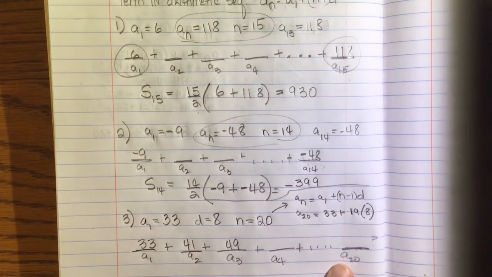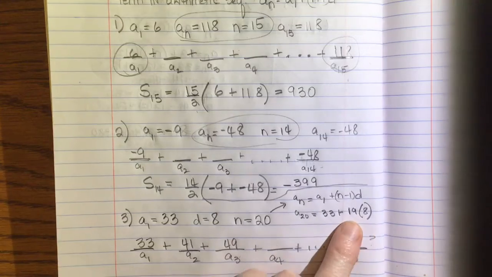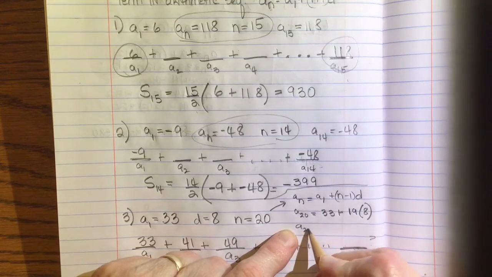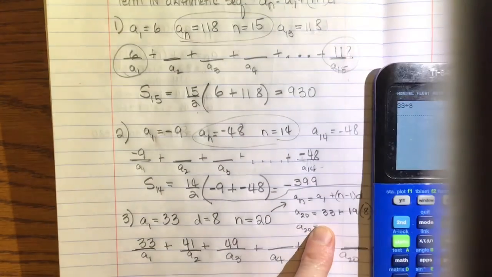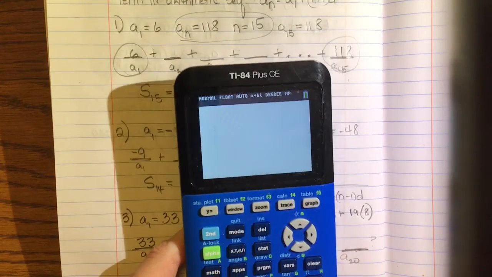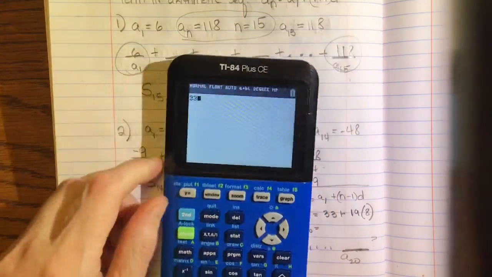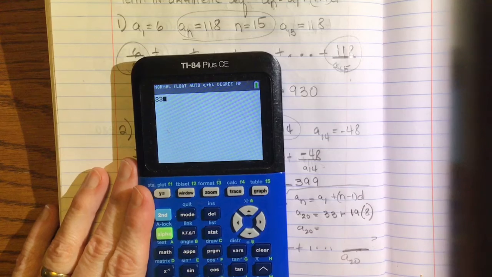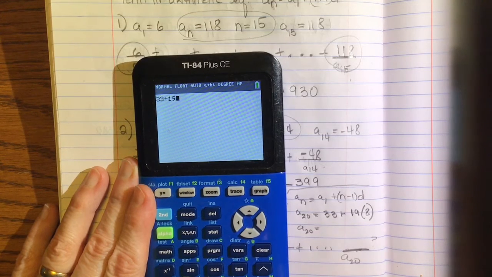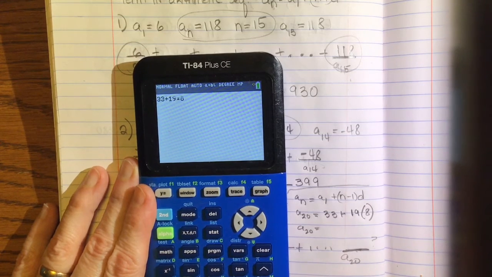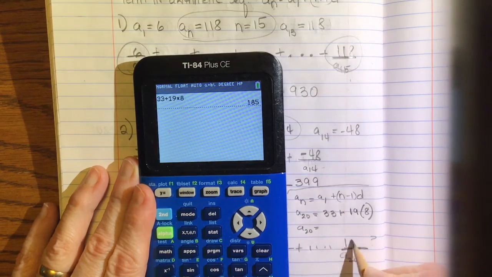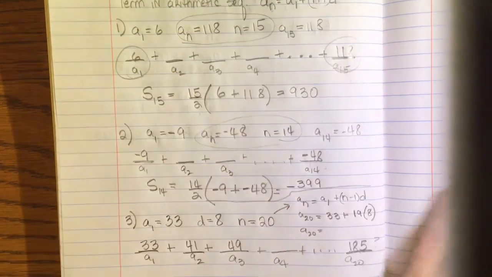But again, adding up 8, 20 times is kind of time consuming. But look at this. We can do all that arithmetic in one step. So I've got 33 plus 19 times 8. And I've got 185. Now, why does that help me?